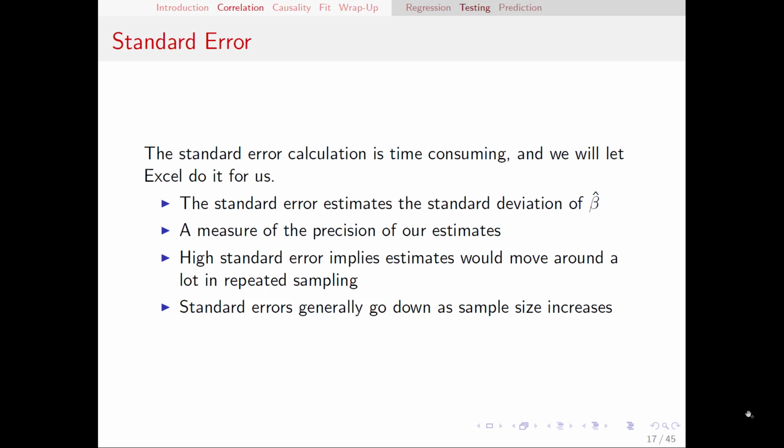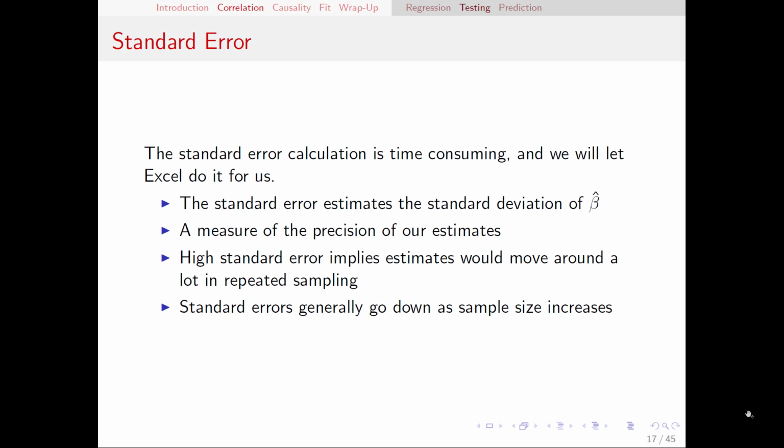Let's talk a little bit about what the standard error is and what it does for us. As I mentioned before, the standard error is a measurement of how precise our beta hats are. What does that mean? Recall that when I repeatedly sampled our data, I got different estimates in the regression every time. The standard error is going to tell us how much we expect those estimates to bounce around as we sample over and over and over.